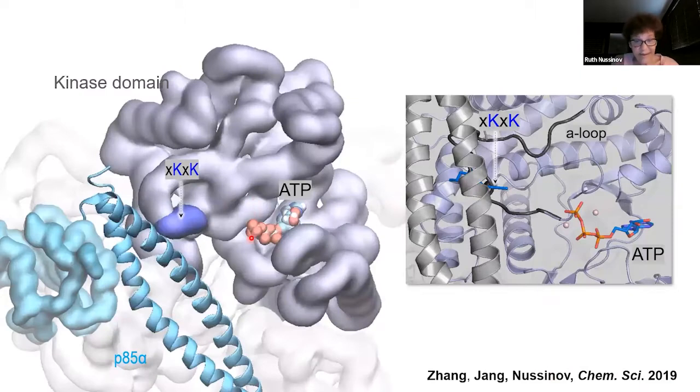Now to look at the details, here we have again the inactive state on the left-hand side. This is the NSH2, the ISH2, and the kinase domain. On the right-hand side, we see the ATP and the basic patch. Here we can see again the details, the ATP and the basic patch on the activation loop.